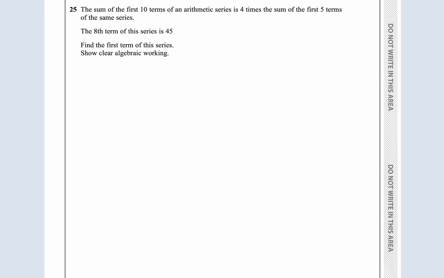Okay. Firstly, guys, the sum formula, which is in the formula booklet, is n over 2 times (2a plus (n minus 1)d). And the formula for the nth term, which is not in the formula booklet, guys, learn this, is a plus (n minus 1)d.